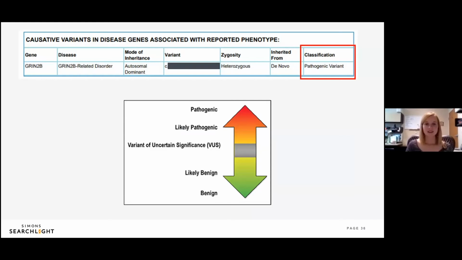And then lastly, you'll find the classification or interpretation of the genetic variant. This is again how confident we are that this specific gene change is somebody's answer or explanation for their developmental history. This can again change over time as we learn new information and have more research.